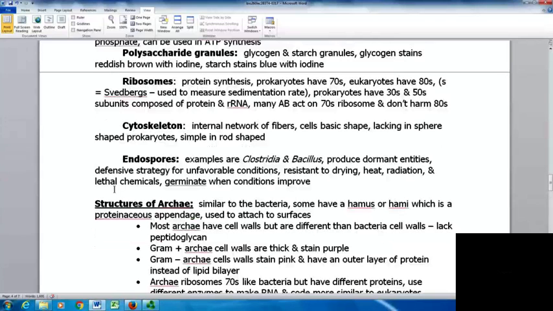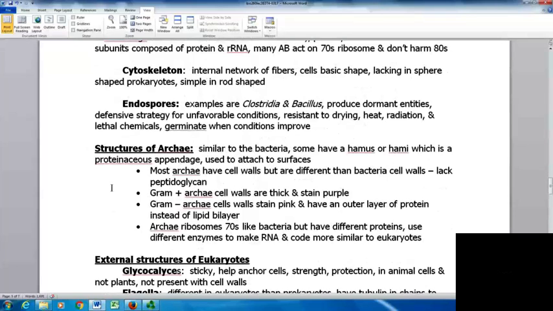Endospores are going to be dormant entities. Some examples are the Clostridia and Bacillus. These are a defensive strategy used during unfavorable conditions. They're resistant to drying, heat, radiation, and lethal chemicals. They germinate again when the conditions improve.